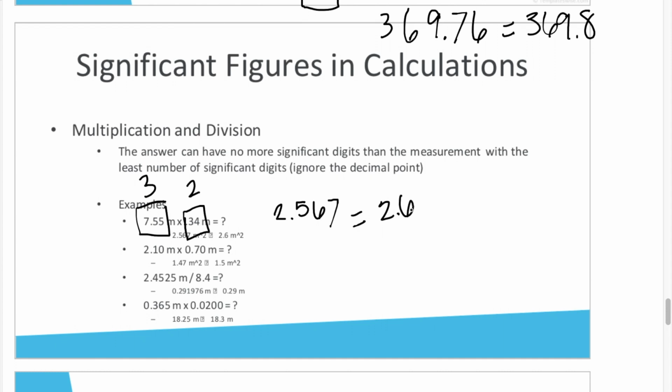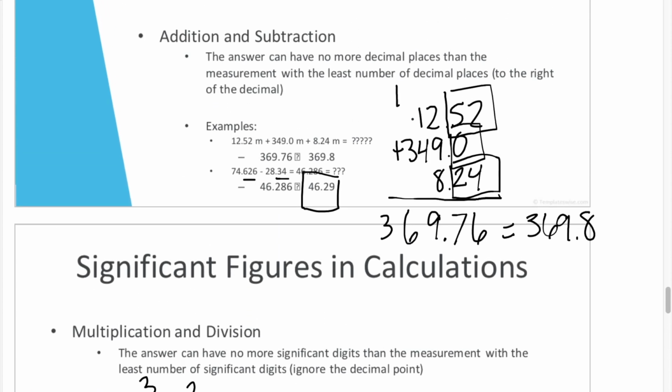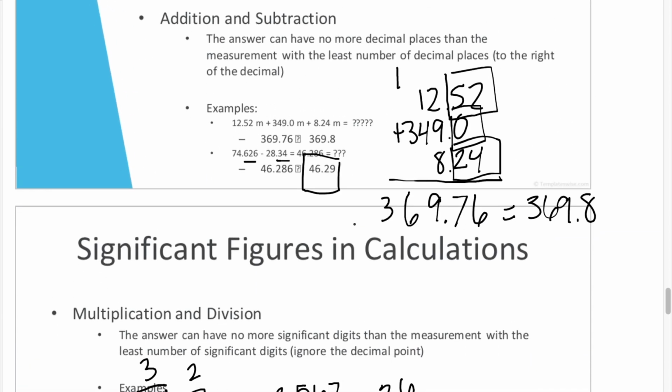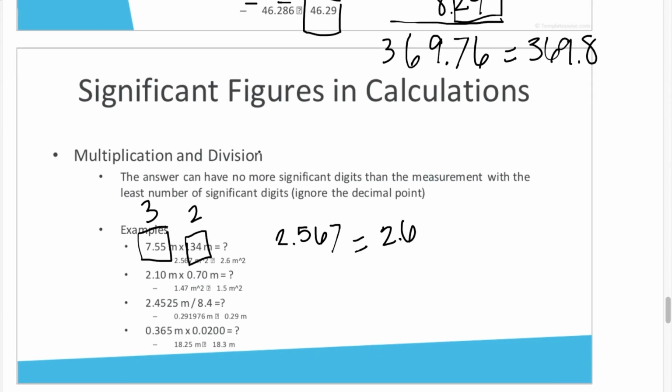So notice that for adding and subtracting, you're looking at how many are past a decimal place. For multiplying and dividing, you're just looking at overall how many significant figures there are and rounding off to that. So it doesn't matter about how many decimal places there are. It matters overall how many significant figures are there. So it's a little bit different between adding and subtracting and multiplying and dividing.